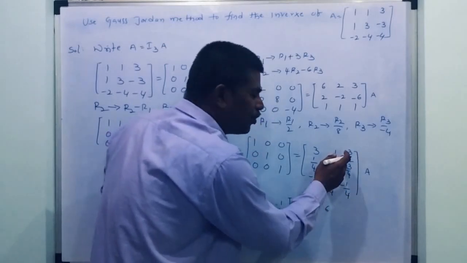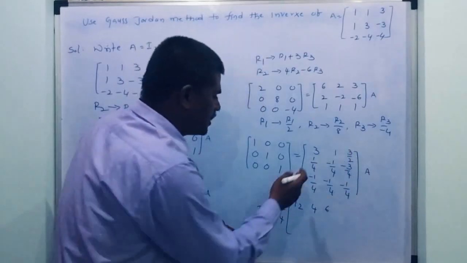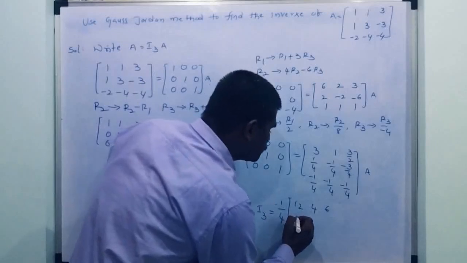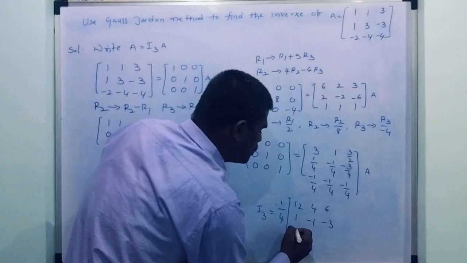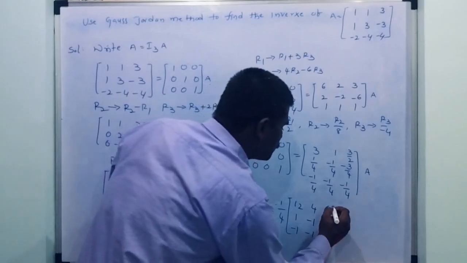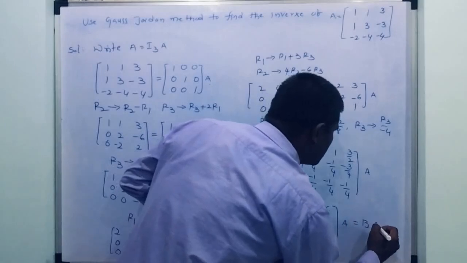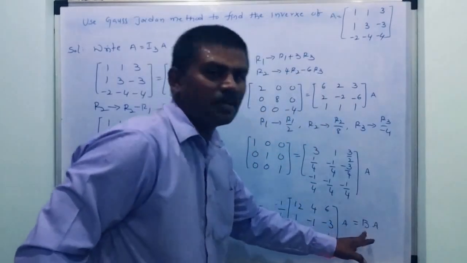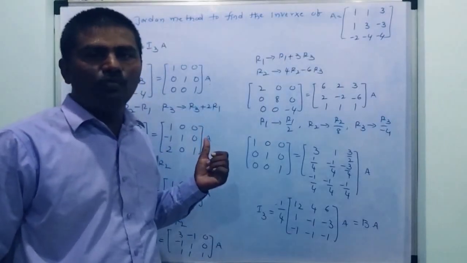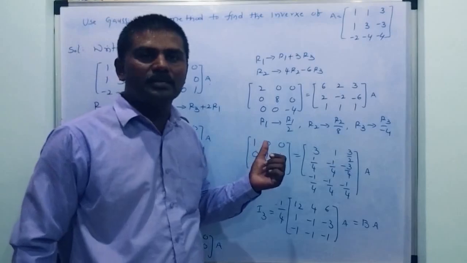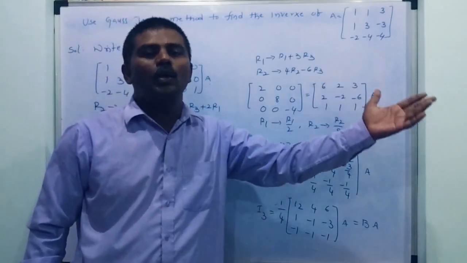If you multiply with 4, 2 will cancel out 2 times. 2 3s are 6. And 1 by 4 is taken out. So 1, minus 1, minus 3. And here also minus 1, minus 1, minus 1 into A. This is just like BA is equal to I. Your B is the required inverse of the given matrix. This is the way how to find the inverse of a square matrix by using Gauss Jordan method or elementary row operations.